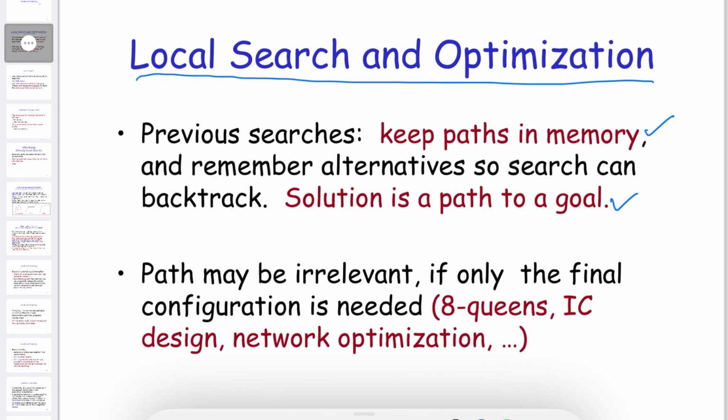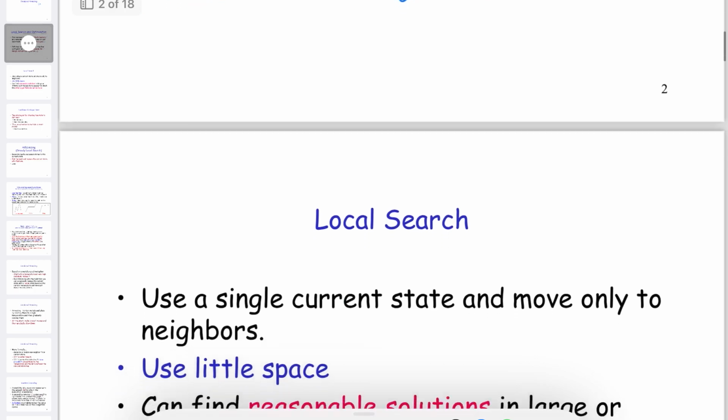Sometimes the path may be irrelevant if only the final configuration is needed. Whenever you travel, you need not remember all these things, but only the final configuration. One good example is the 8 queens. We can arrange 8 queens on a chessboard where none of the queens can attack each other. In that case, the final configuration is what is important, and the steps you take won't be necessary. Final IC design is also important, and so is network optimization, that is, the optimization of computer networks. So we have two things here: previous searches, and the path being irrelevant in some cases.